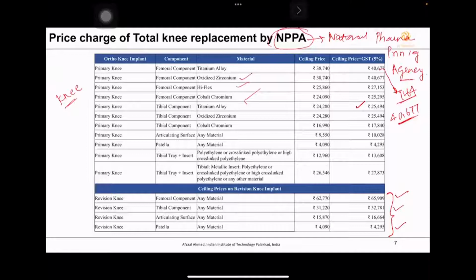And this data, by the way, is taken from the Max Healthcare website, which is one of the leading chains of hospitals in India.